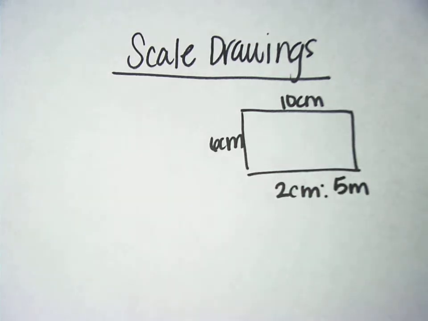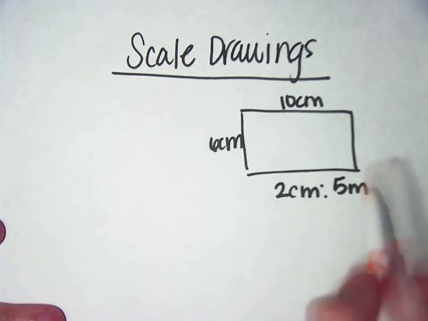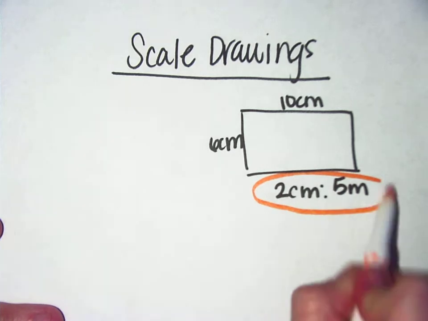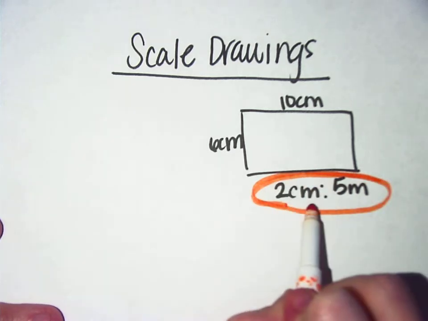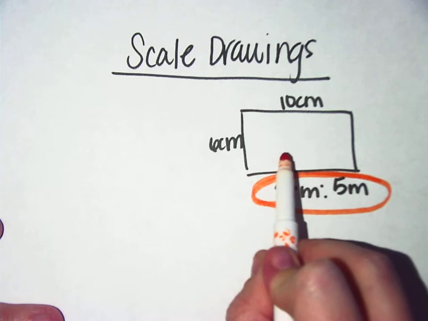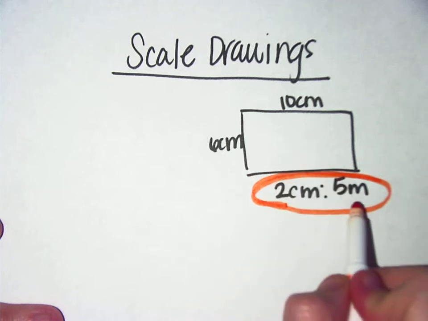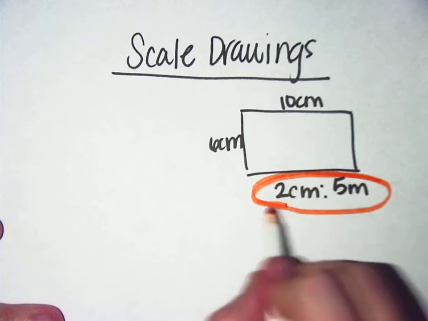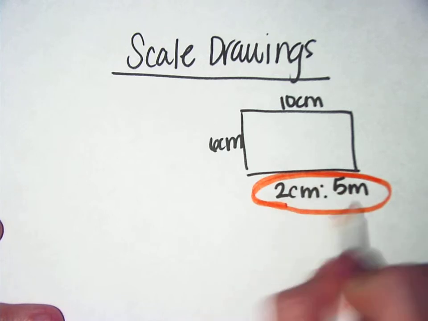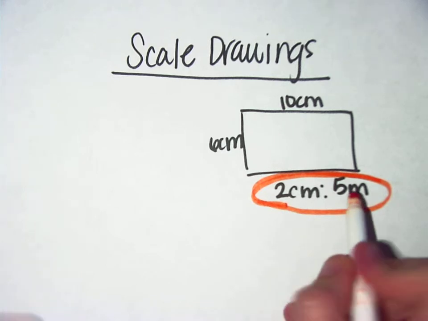So the first thing that you need to figure out is look for your scale. And I've already pointed that out, but I'm going to go ahead and circle that right here. This is our scale. This means that for every 2 centimeters in our drawing, that's 5 meters in our actual room.